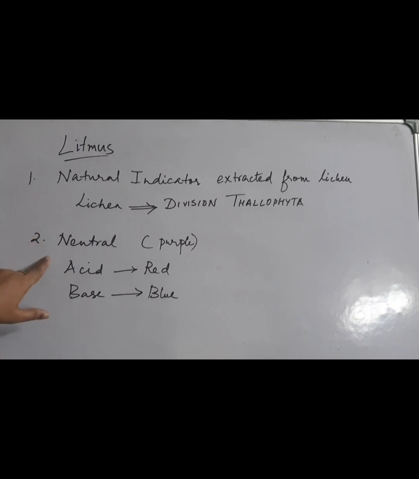This litmus is neutral, so when neutral it will be purple in color. In the case of acids, litmus paper in acid will be red in color. Litmus solution in base will be blue in color. So these are the things which you have to know about litmus. Litmus is extracted from lichen, which belongs to the division Thallophyta. It's neutral and the color will be purple, in acid it will be red, and with base, when you test it, it will be blue in color.